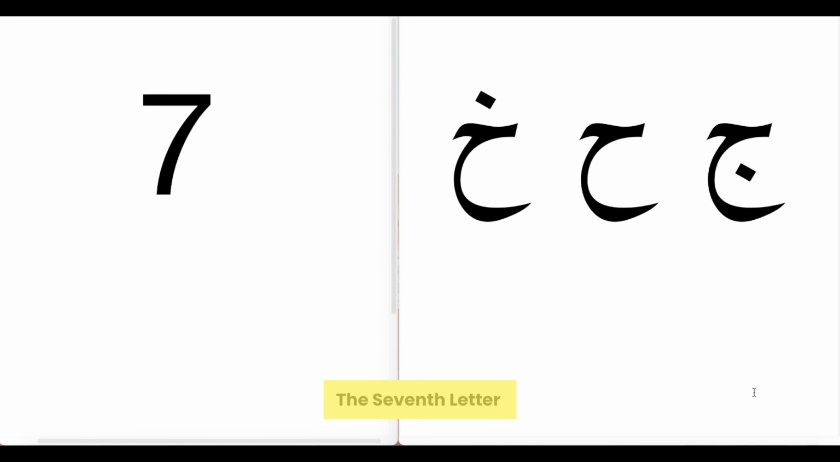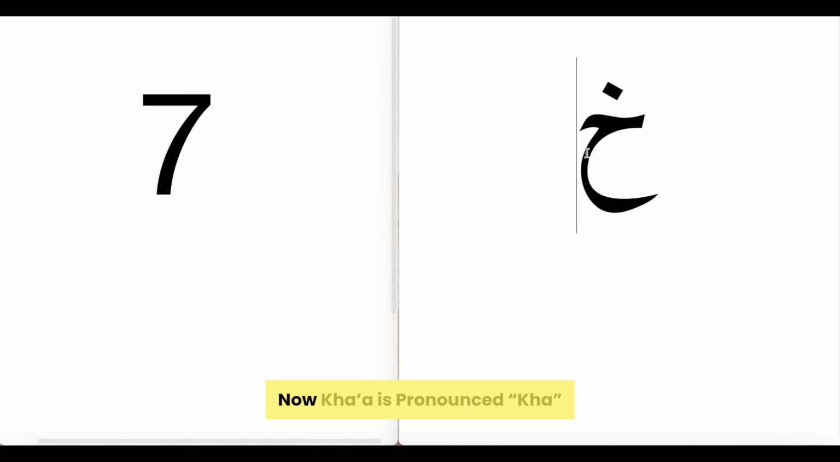The seventh letter of the Arabic alphabet, and the last in the set of three letters that look like the number 7 with a tail. We had Jim, Ha, and now Kha, the last one. Let's focus on Kha. Now Kha is pronounced Kha, as someone clearing their throat.